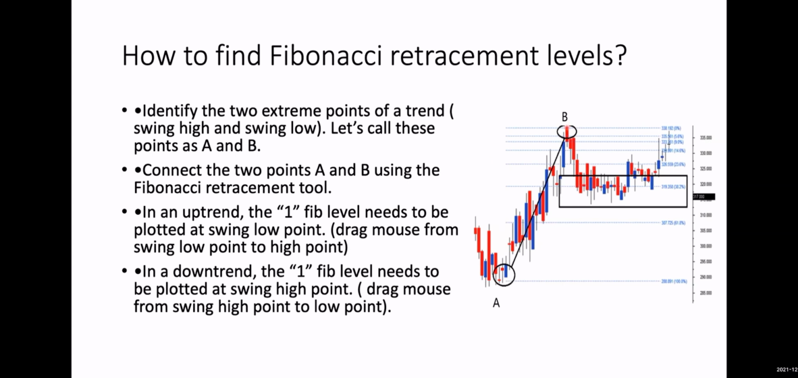Okay. So in any chart that you take, especially in a longer time frame, you want to identify a trend. Once you have identified a trend, identify the most recent swing low point and the most recent swing high point. Underline most recent. You don't want to go back 5 months to see what the swing low is. See what the most recent swing low is. Okay. So once you've identified that, connect those 2 points, A and B, using the Fibonacci retracement tool.